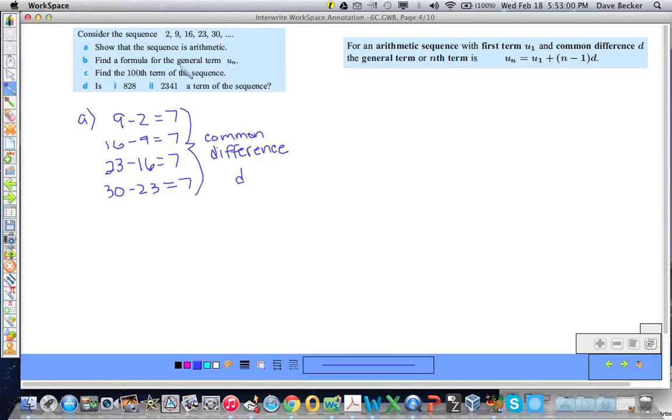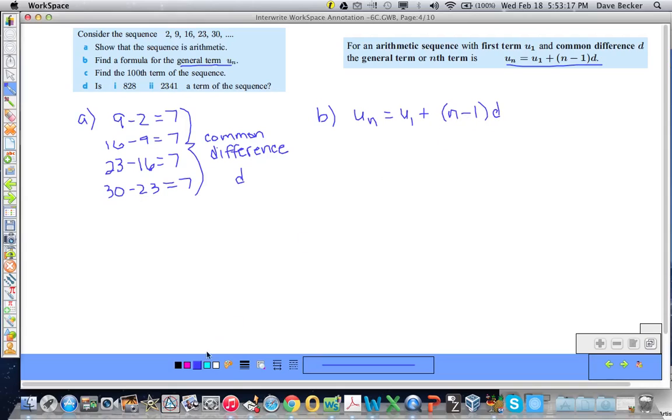Find a formula for the general term u sub n. Well, the general term is found using this formula. I'm going to rewrite it here. u sub n equals u sub 1 plus n minus 1 times d.